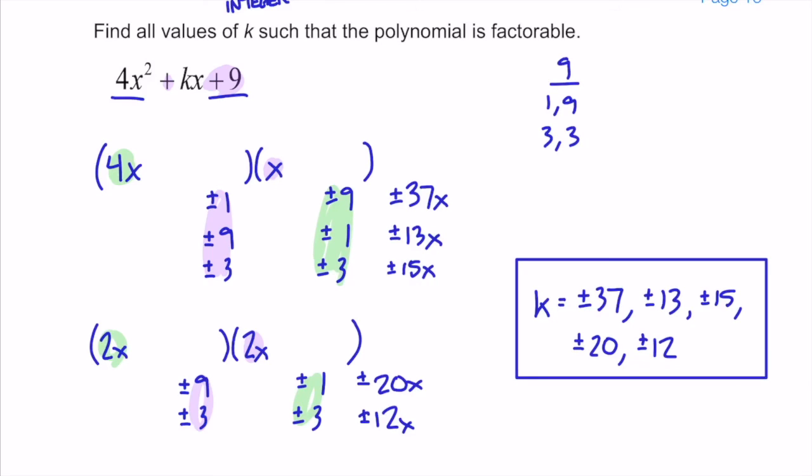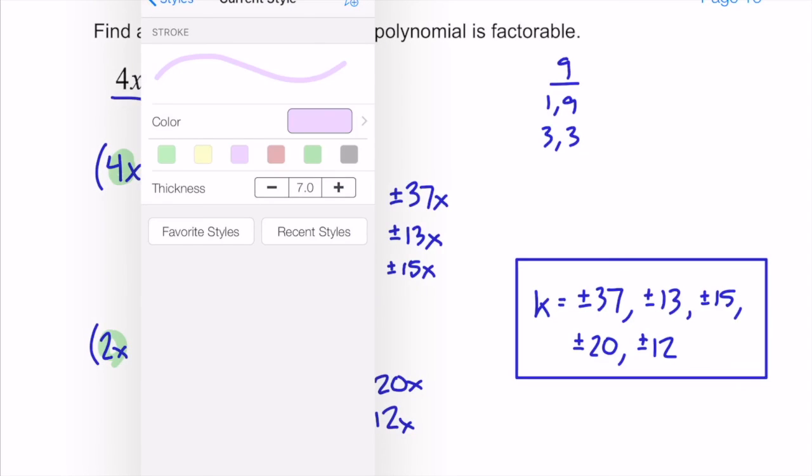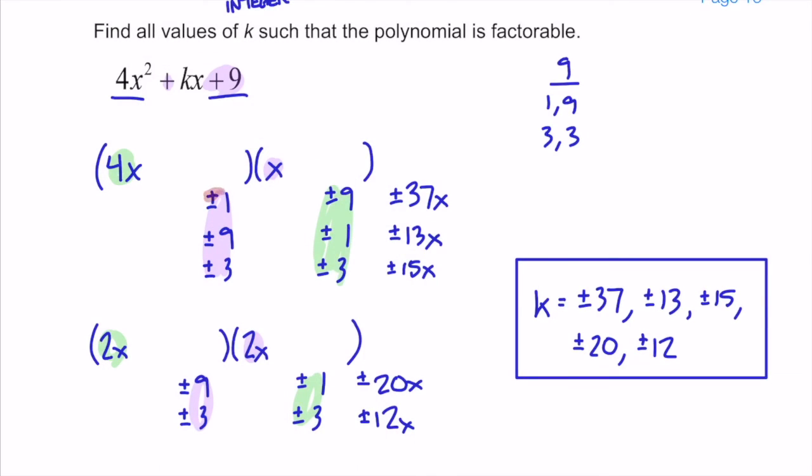So if you want to have fun, write this problem 10 different times and factor it. But we've already done all the work. We know how it's going to factor. If it were positive 37x, it would be 4x plus 1 and x plus 9. All I'm doing is just reading across the top. Plus 1 plus 9 is going to give me a positive 37x. So I would know how to factor that. Same goes for the minus 1 minus 9 would give me a negative 37x in the middle.